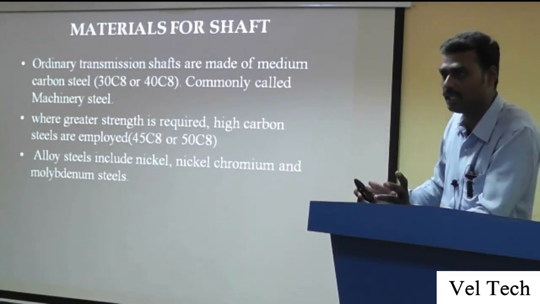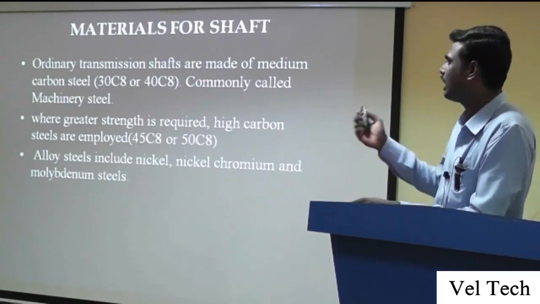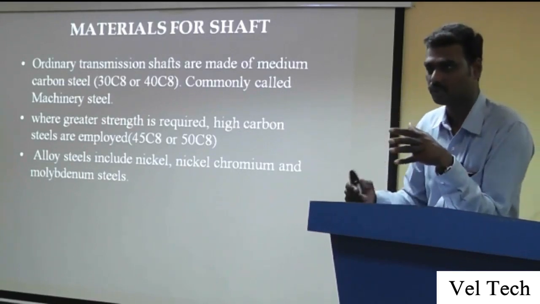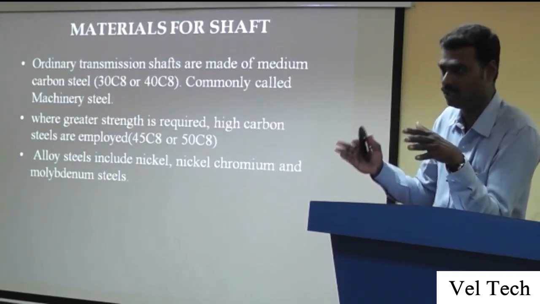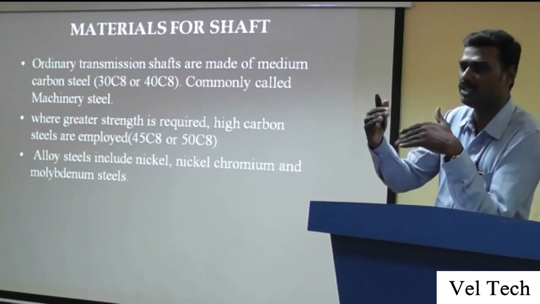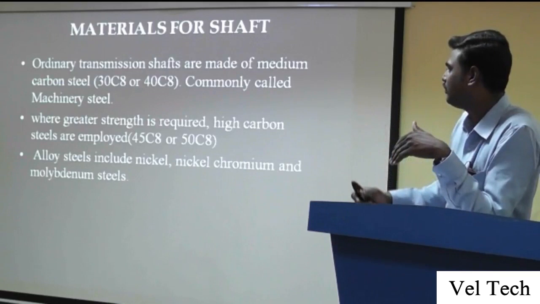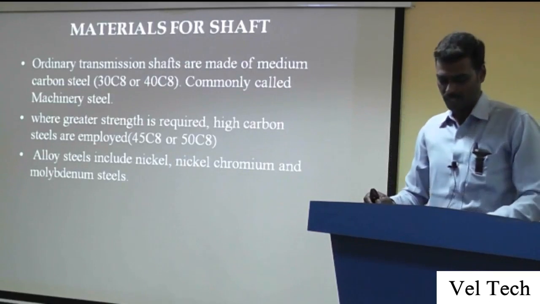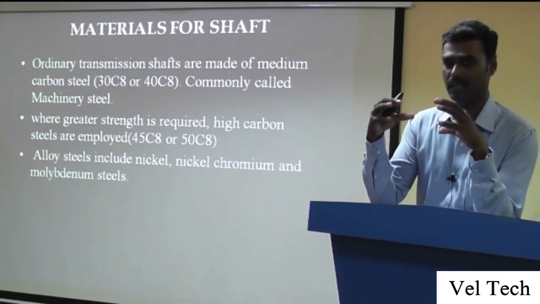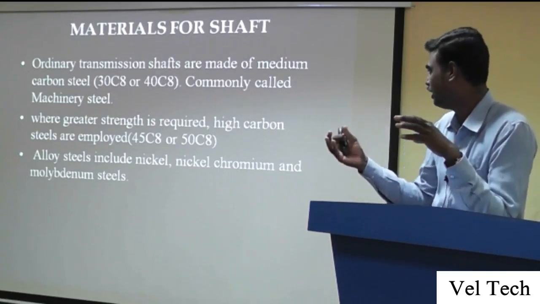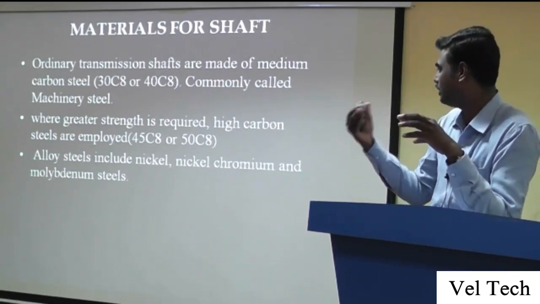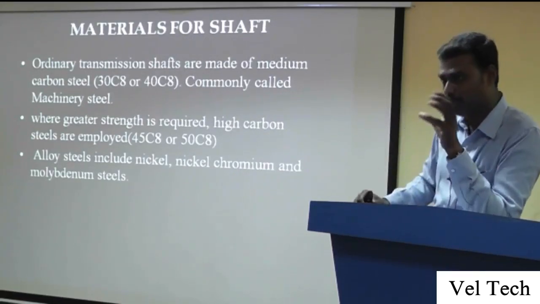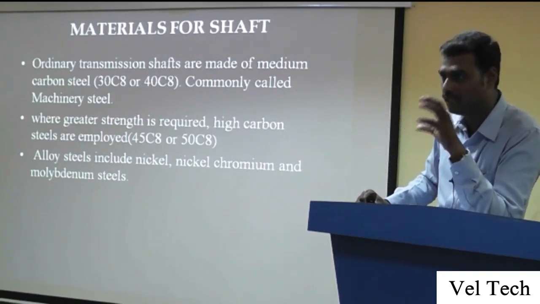So in your problems, most of the time the material will be given. For example, 40C8, 45C8 or 50C8 for the particular application; the carbon content and the numbers are given. Based on the application, we have to choose the values: permissible shear stress, bending stress and all the values to be taken from the data. So the designer must use the data book effectively, otherwise we cannot design a shaft for all the applications.